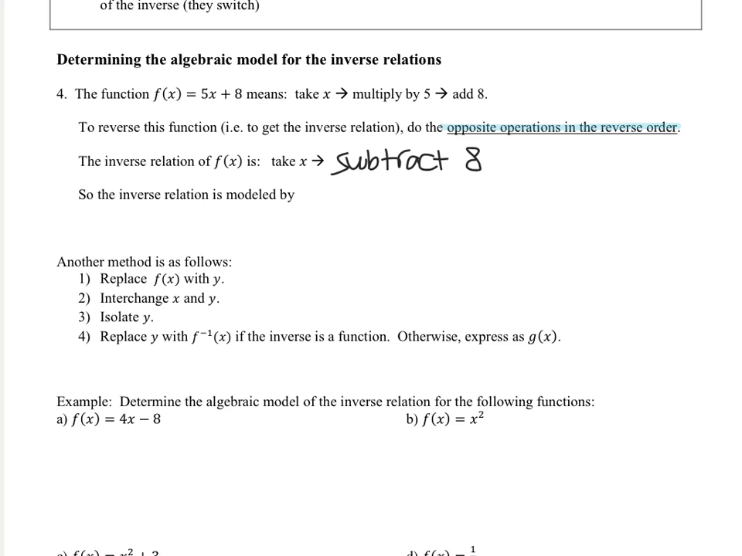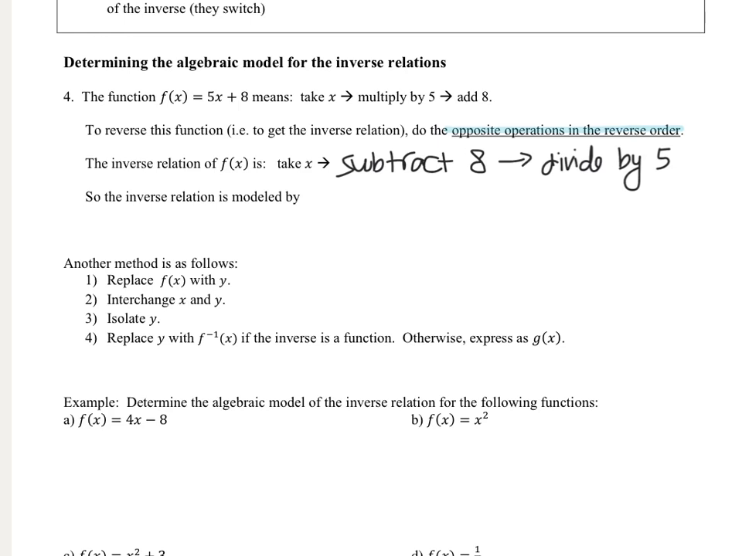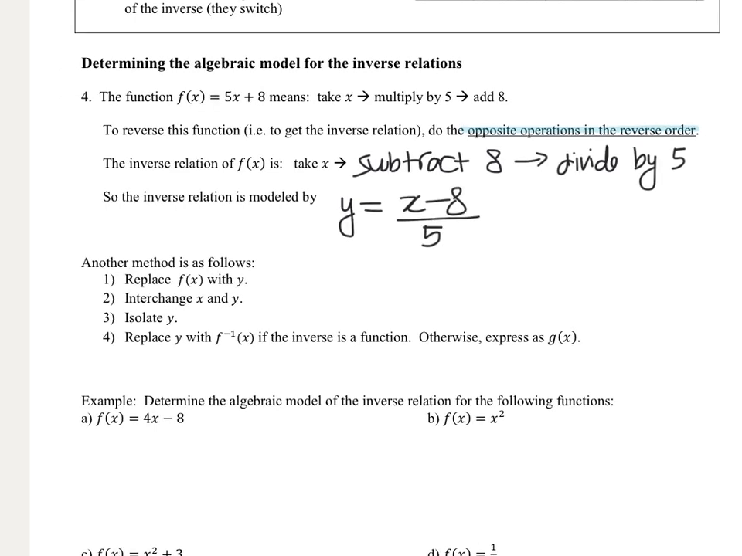And then after we subtract 8, instead of the multiplying by 5 operation that we had here, we're going to do the opposite. So we're going to divide by 5. So that means that the inverse relation will be y equals x subtract 8, divide everything by 5. And really, this is the same thing as taking 1/5 of x minus 8. Because if you take something and divide it by 5, that's the same thing as multiplying by 1 over 5.